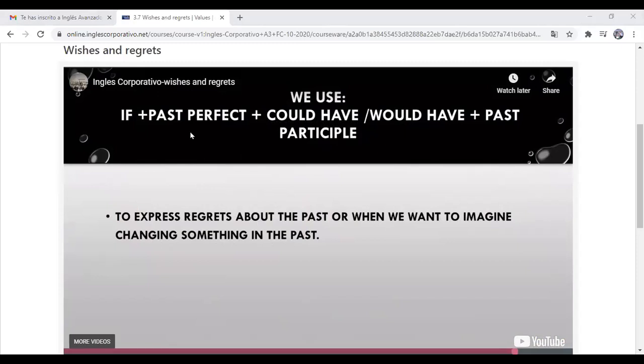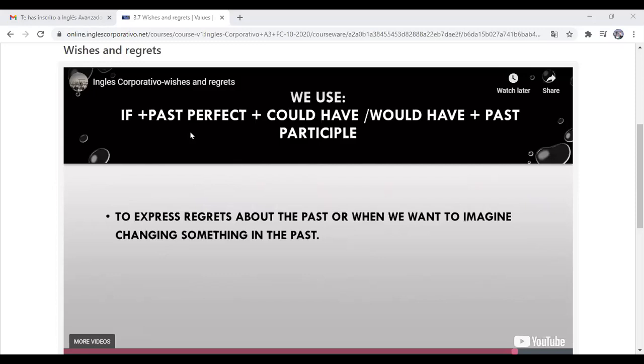Now remember, when we use the past perfect, it is mandatory that you use the auxiliary have, and the form of the verb is always past participle. So how do you say, si yo me hubiera levantado más temprano? If I had waken up. Okay. If I had woken up earlier, podría haber llegado temprano.